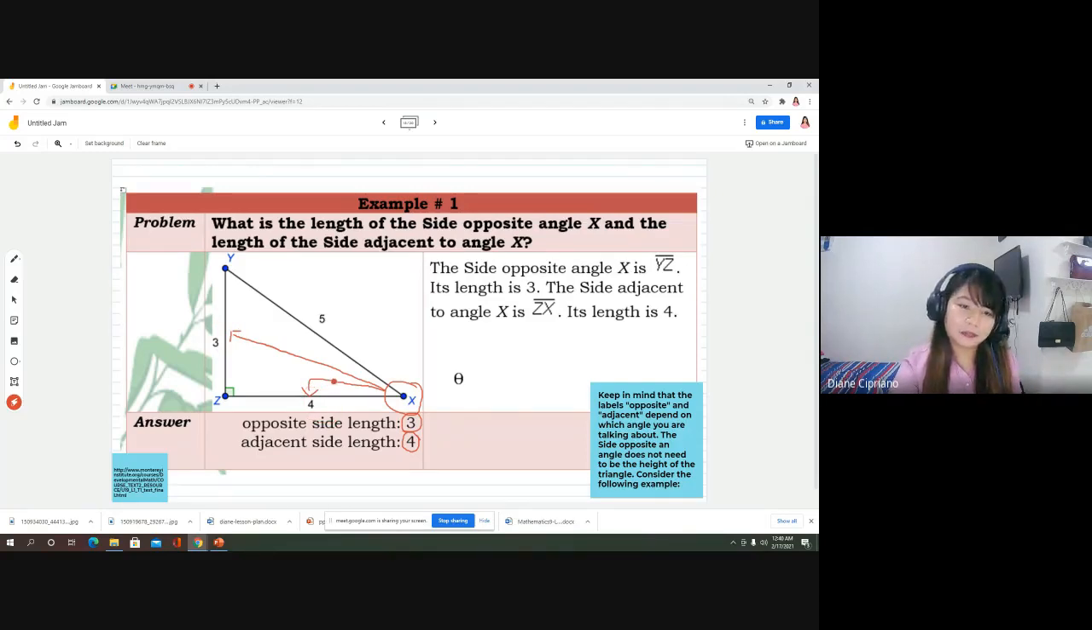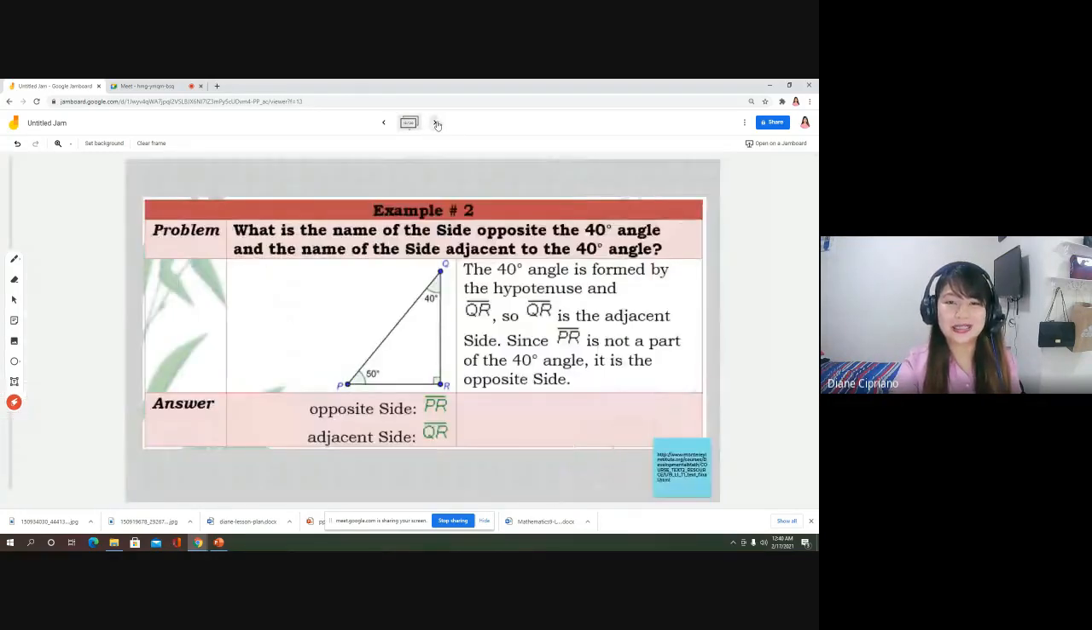But ma'am, what if you are referring to angle y? What would be your opposite? Your opposite would be 4 and your adjacent would be 3. Okay, good.